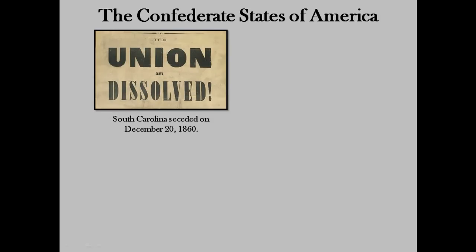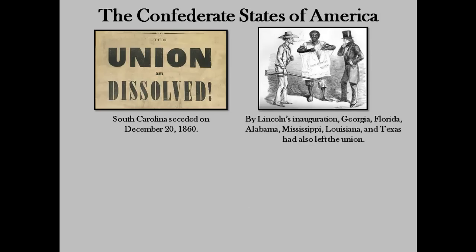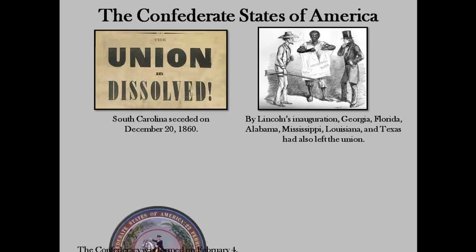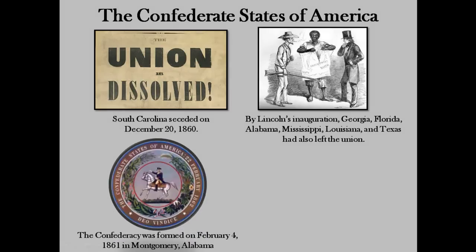The election of Abraham Lincoln in 1860 convinced Southerners that they had lost their political voice. And as I had said before, South Carolina was the first state to secede on December 20th, 1860. By the time Lincoln was inaugurated in March 1861, the remainder of the Deep South, Georgia, Florida, Alabama, Mississippi, Louisiana, and Texas, had also seceded.